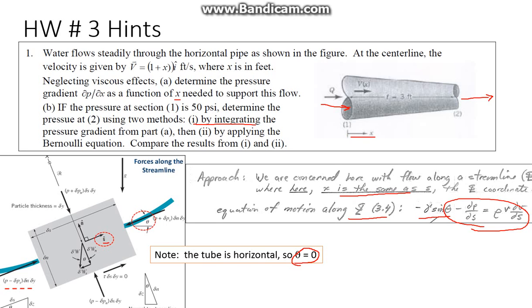Now the second part is a simple application of the Bernoulli equation, so I won't give you too many hints on that. You should be able to figure that one out. But the first part's a little tougher. Actually, you use some integral calculus to get from here to an expression for the pressure across the system.